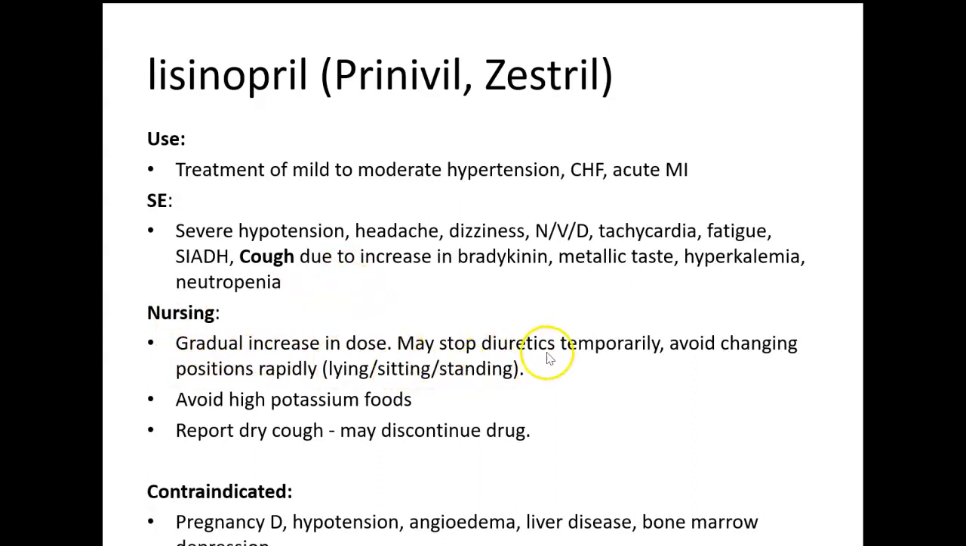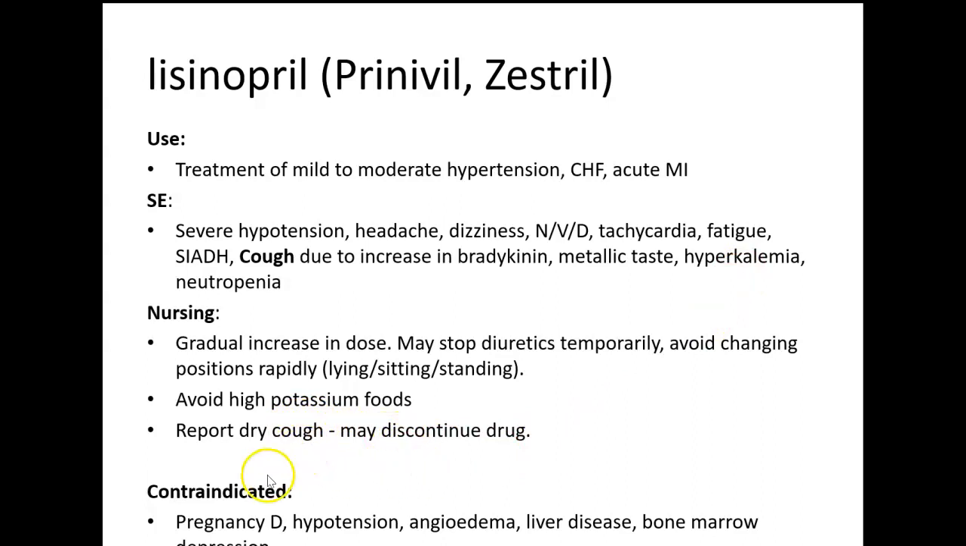We may stop diuretics temporarily until we see what these medications do to blood pressure, because if we lower their blood pressure and we offload a bunch of fluid together, we may have somebody who's very hypotensive. We want to avoid high potassium foods because of this hyperkalemia issue. And then report dry cough.